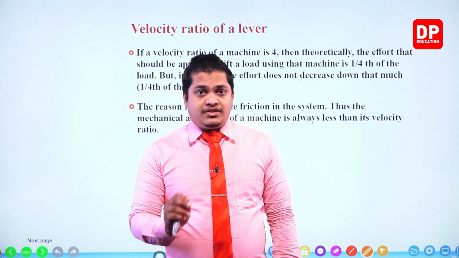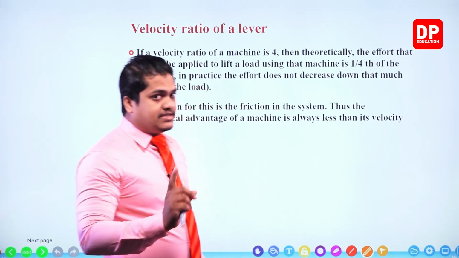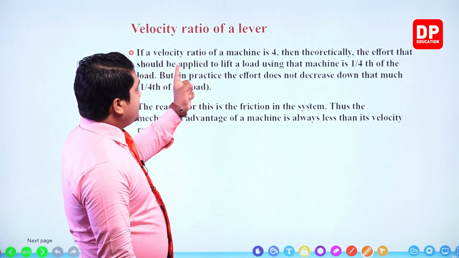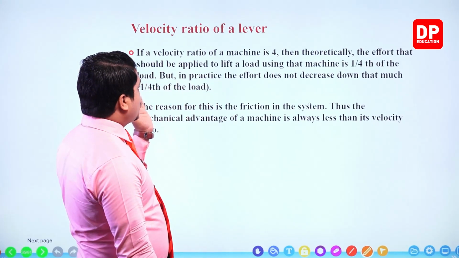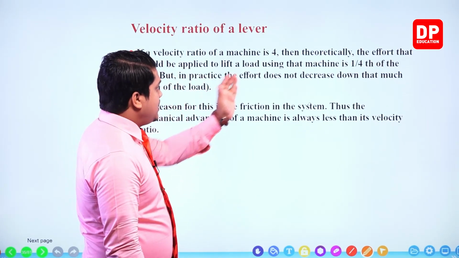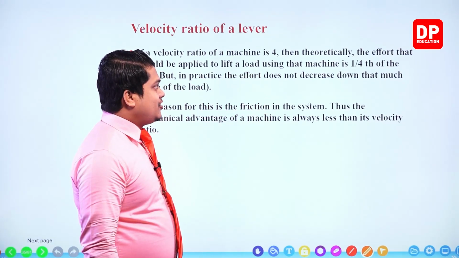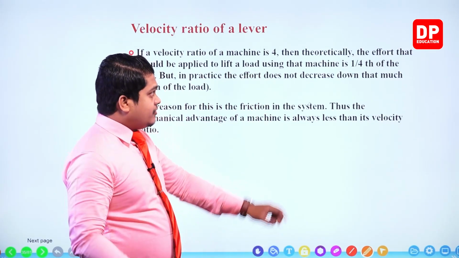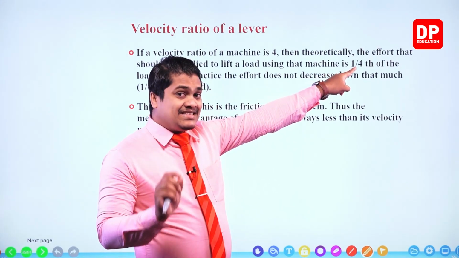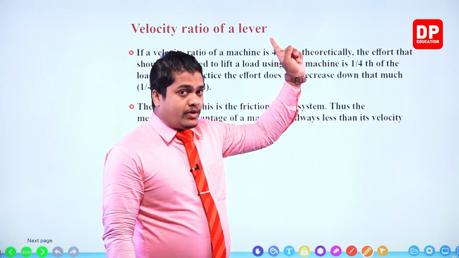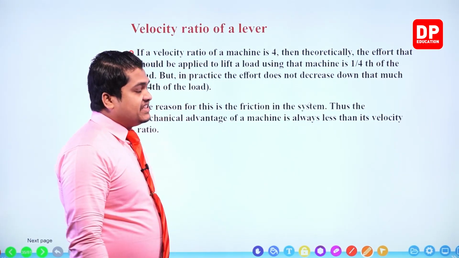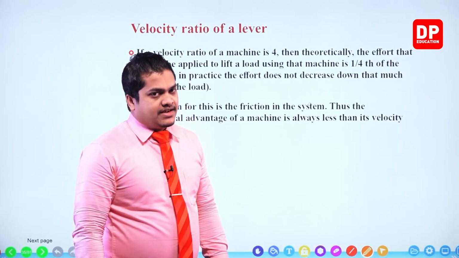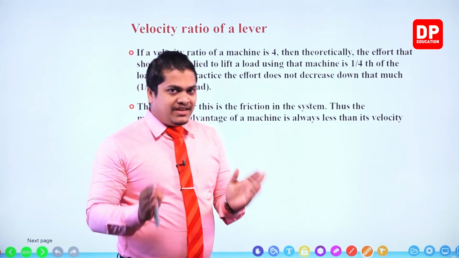So the velocity ratio is giving out an idea. Once again, if the velocity ratio of a machine is 4, then theoretically the effort that should be applied to lift a load using that machine is 1/4, which is exactly the reciprocal of 4, of the load. But there is an exception. Let's see what that is. Actually, that should be the theoretical one.